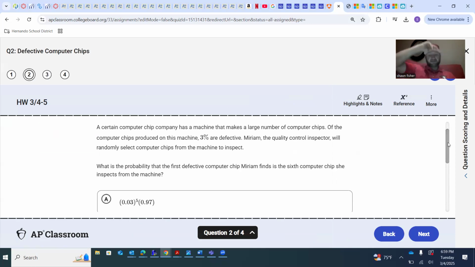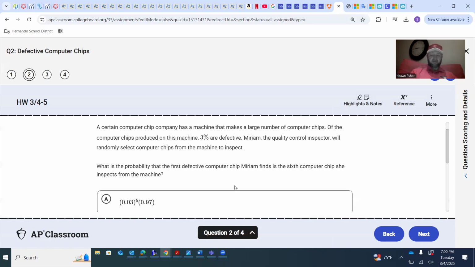A certain computer chip company has a machine that makes a large number of computer chips. Of the computer chips produced, 3% are defective, which means 97% of them are good. Miriam will randomly select computer chips from the machine to inspect. What's the probability that the first defective chip she finds is the sixth one that she inspects? So she goes through 6 of them. What's the probability that the first 5 are good? The sixth one is not.